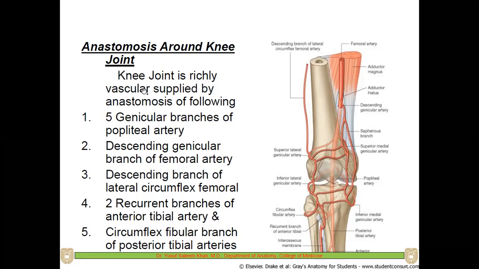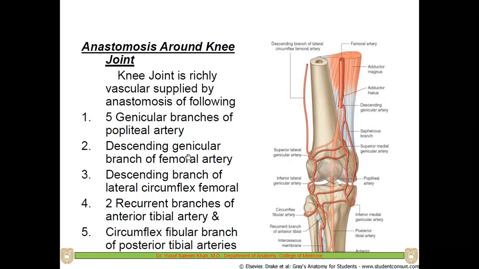So the knee joint is richly vascular, supplied by the anastomosis of the following. Which are those? The five genicular branches of the popliteal artery. So this is the popliteal artery. It will give genicular branches which will supply the genu, that is the knee joint. One is the superior lateral genicular artery, the inferior lateral genicular artery, here is the superior medial genicular artery, and here is the inferior medial genicular artery. So five genicular branches will be from the popliteal artery.